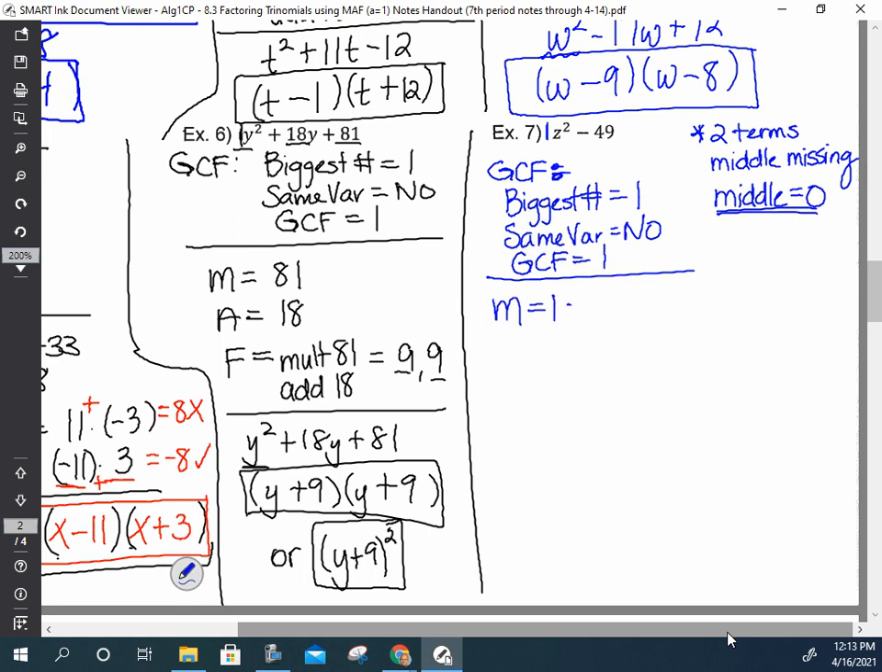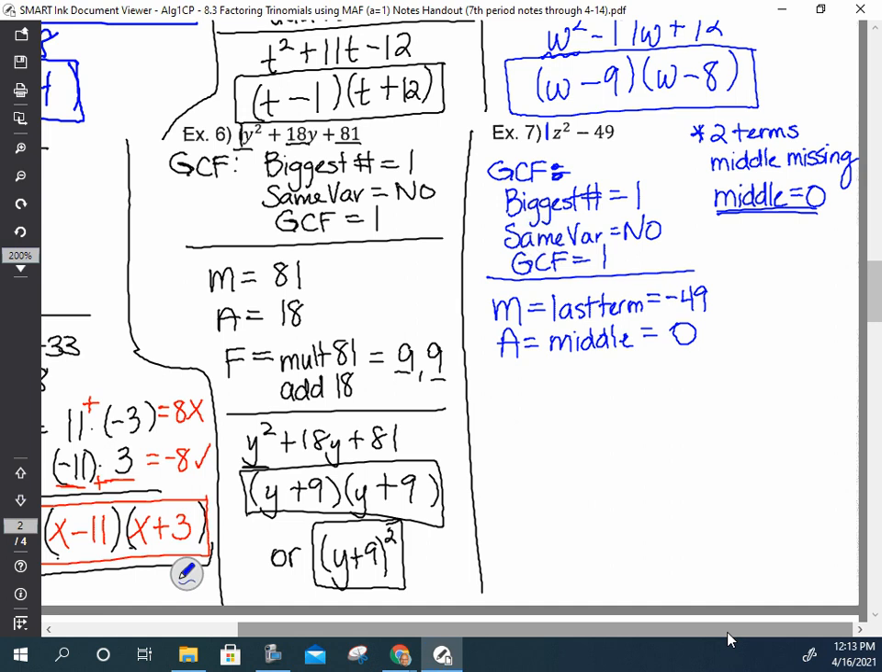M is normally the last term. So we still have the last term. That's negative 49. A is normally what? The middle. A is normally the middle. But we don't have a middle. So it's going to be 0.